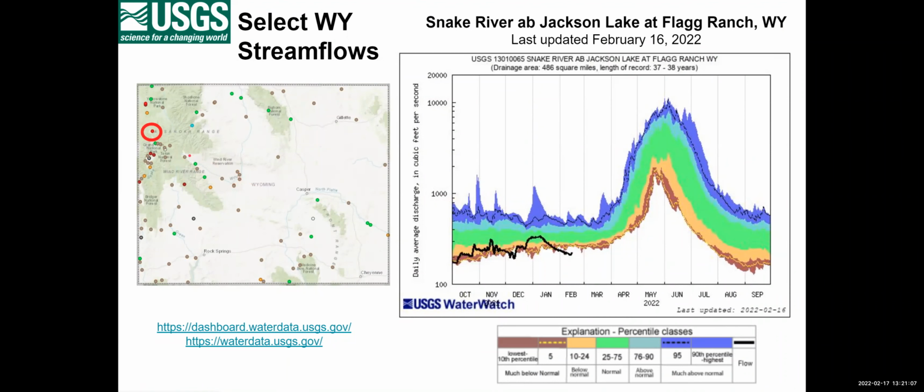Here's the Snake River above Jackson. I just wanted to highlight the deviation in the last probably 2 weeks that was an all-time low for that day. And as Jim pointed out, it's becoming very dry on the western part of the state, with this site coming out of ice, being able to identify that. Next slide, Tony.